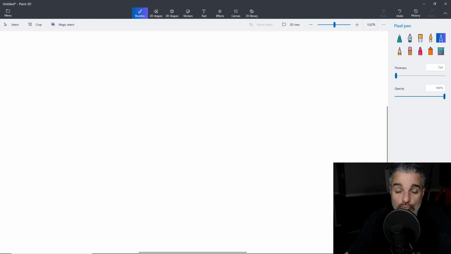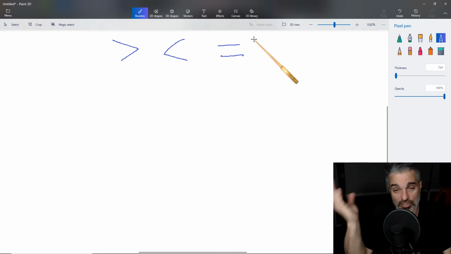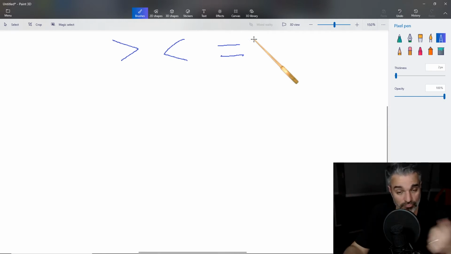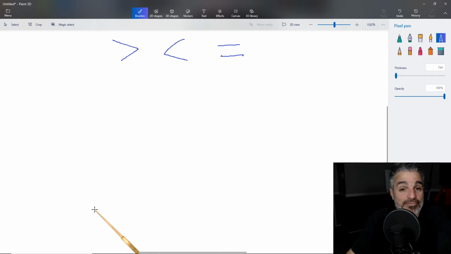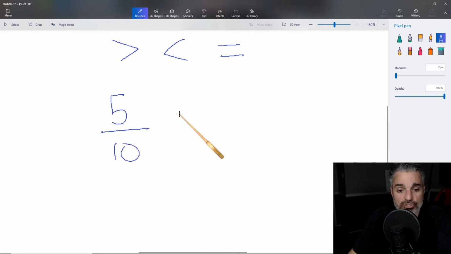The first page is really simple. You just have to compare fractions that have the same denominator. So every time we talk about compare, remember that we have to use greater than, less than, or equal to. We're going to be given two fractions and we have to say which one is bigger or smaller. In this case, the fractions have the same denominator. For example, we're going to compare 5/10 to 9/10.